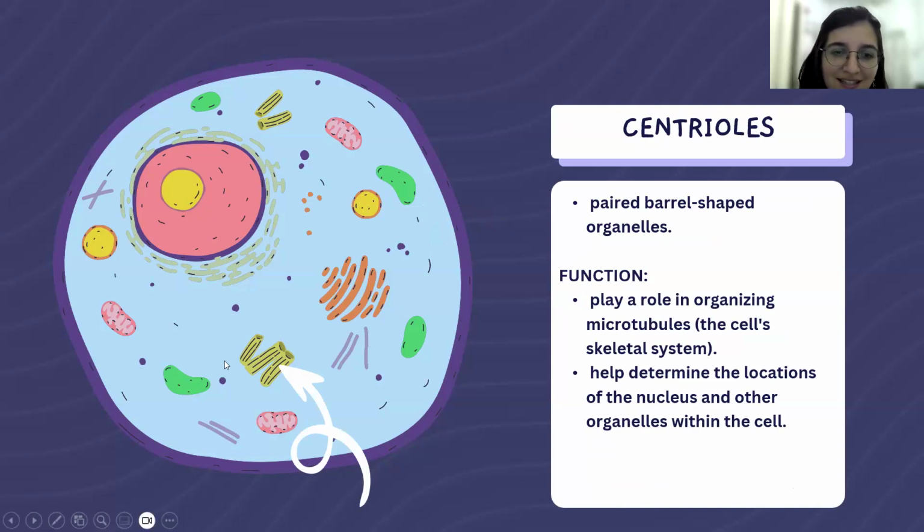So this yellow structure here, the centrioles, they are responsible for organizing the microtubules throughout the cell. And they also help in determining the location of the nucleus, where the nucleus is, where the lysosome is, where the mitochondria is. So the centriole determines all that. Where will the lysosome be? Where will the mitochondria be? Where will the ribosomes be? Where will the nucleus be?